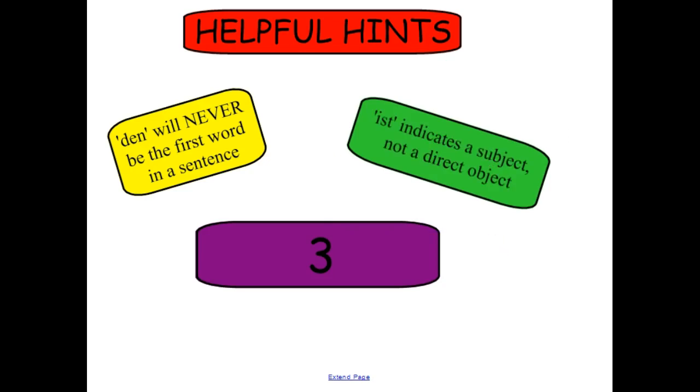Ist, or the verb sein, indicates a subject, not a direct object. Anytime you have a form of the verb sein: ich bin, du bist, er, sie, es ist, wir sind, ihr seid, sie sind, you will be working with a subject because no action is being done with the verb sein. And keep in mind your basic word order is subject plus verb plus direct object.